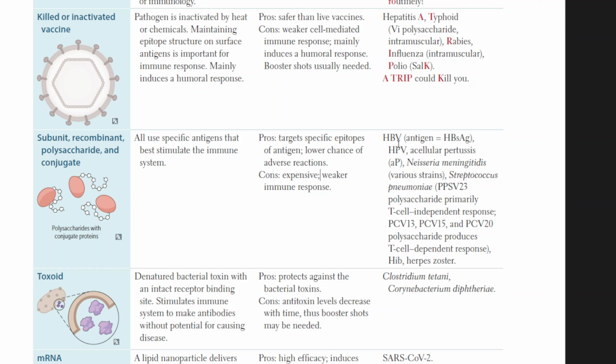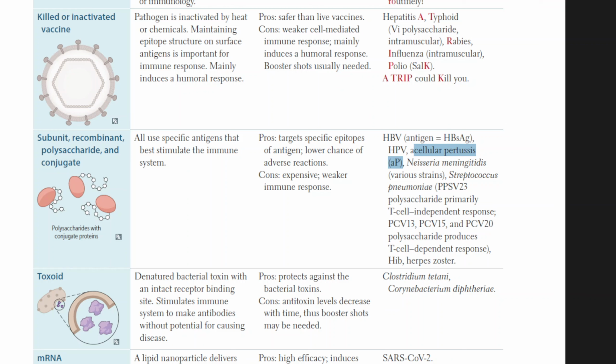The group we have here includes a vaccine specifically for hepatitis B surface antigen. You can see here we have the HPV vaccine. We have acellular pertussis. Let me see what kind of vaccine that is. The acellular pertussis vaccine is the DTaP or Tdap. Okay, it's very common.